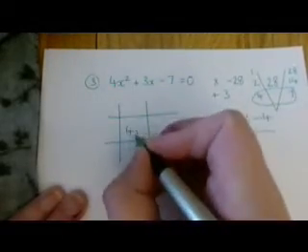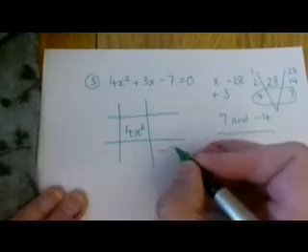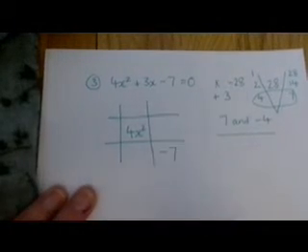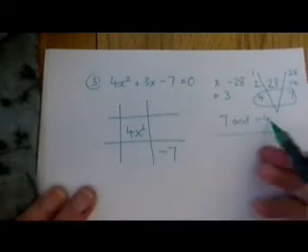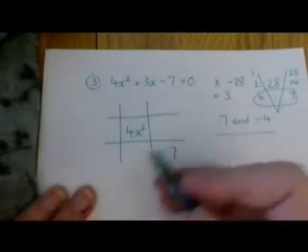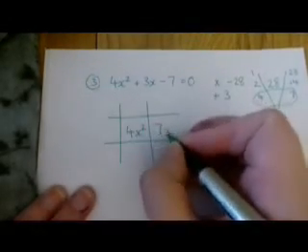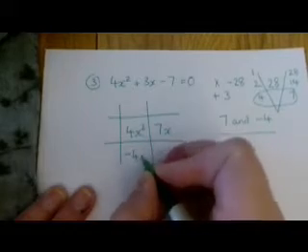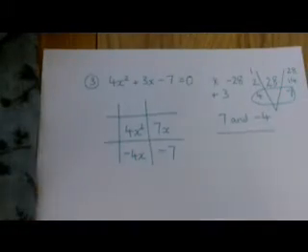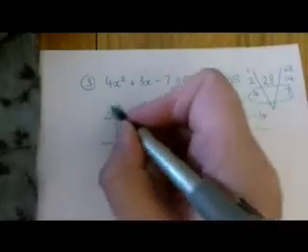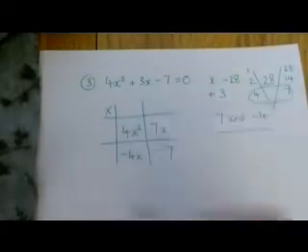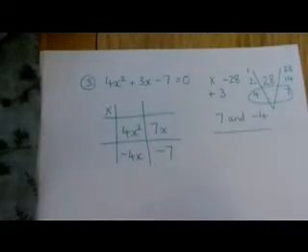4x squared goes in the top left. Minus 7 goes in the bottom right. Always that way round. The 7 and the minus 4 doesn't matter which way round, these go in the diagonals. So I'm going to put 7x there, minus 4x there. Now let's think about how we're going to undo this to get our brackets.